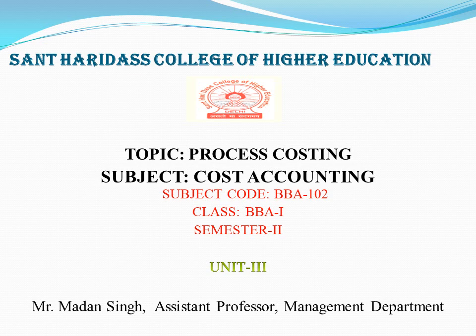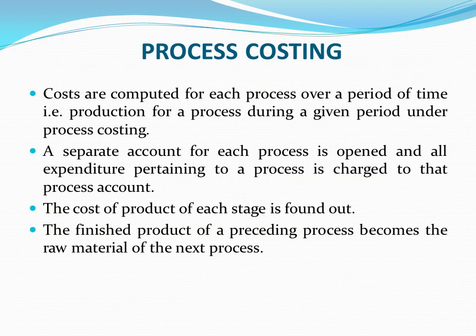Today's topic is process costing and the subject is cost accounting. Subject code is BBA-102, class BBA first year, semester second, unit third. Process costing: costs are computed for each process over a period of time, that is, production for a process during a given period under process costing.